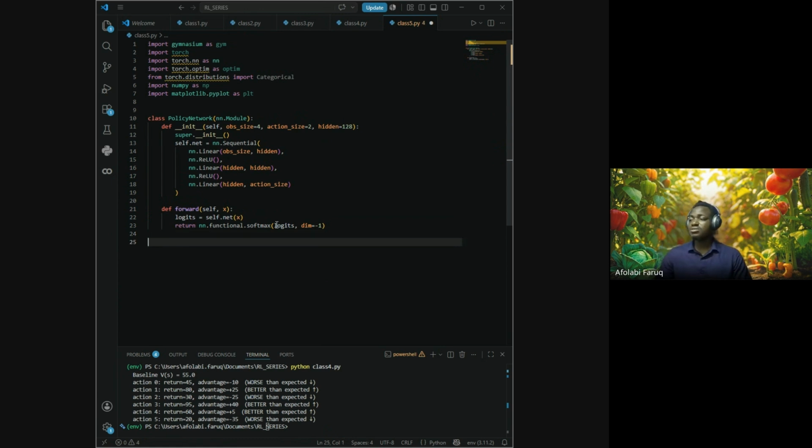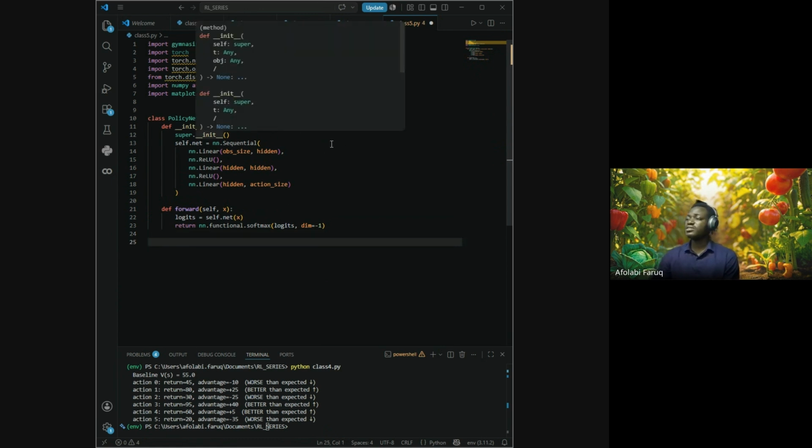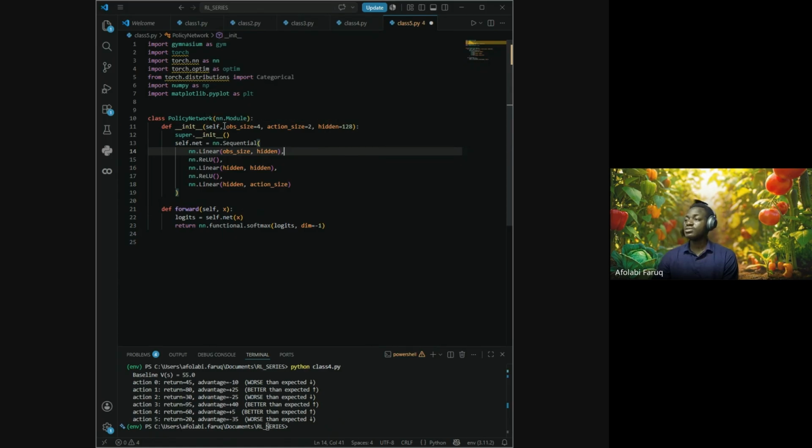So what we just did here is we defined the values that we're going to be using within the class. Here we have the obs_size, the hidden size, the action size, and the hidden layer. In the input layer of our neural network, we are going to be feeding the input values into it, which are the cart position, the cart velocity, the pole angle, and the pole angular velocity. Those are the four observation states that we are going to be passing into the neural network.